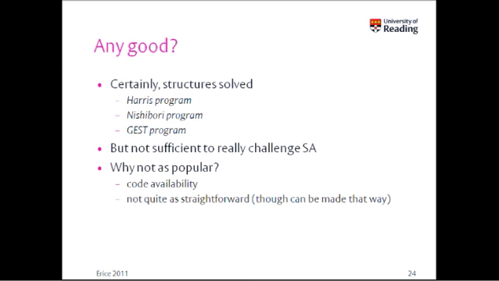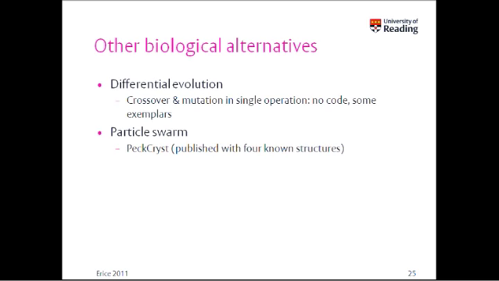Why not? Well, probably the lack of code, although that's starting to change. And it's certainly not straightforward or as automatic as simulated annealing, although it can be made that way. And there are variants, such as differential evolution, in which crossover and mutation are condensed down into a single operation that work really quite efficiently. No code available, some example structures in the literature.